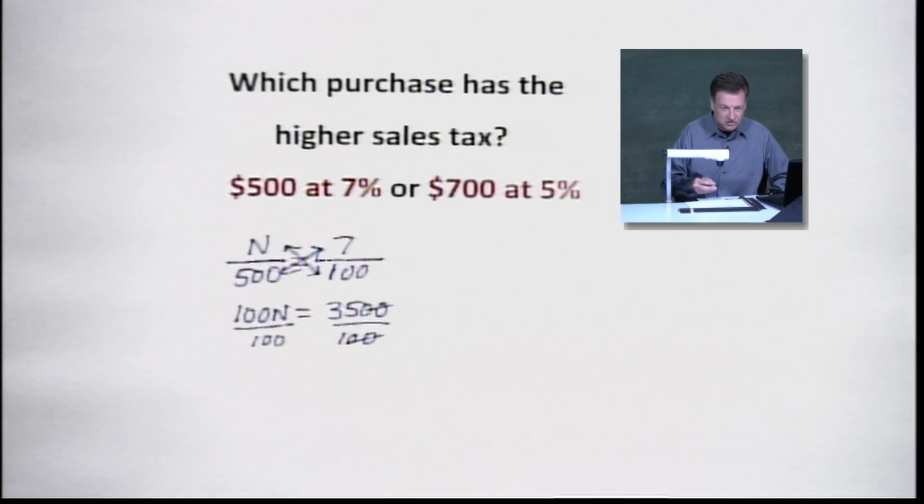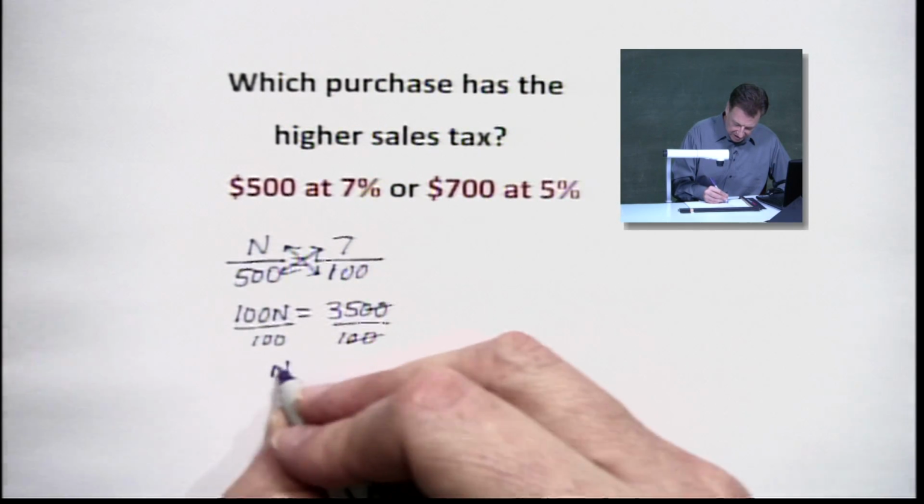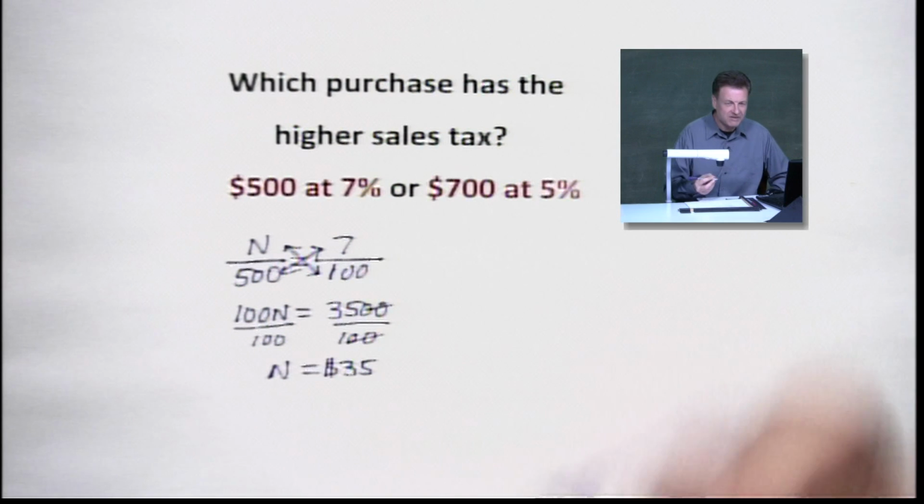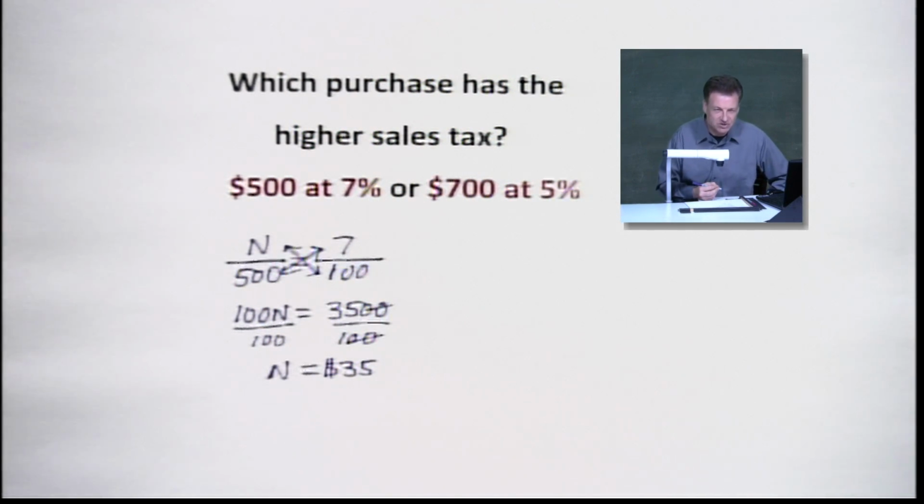In this case, zeros look good. Let's put it right down here. Our end value looks to be 35, and this is money, so it's $35. That's what your tax would be at 7%, all right? So you would be paying $535 for this purchase, all right?